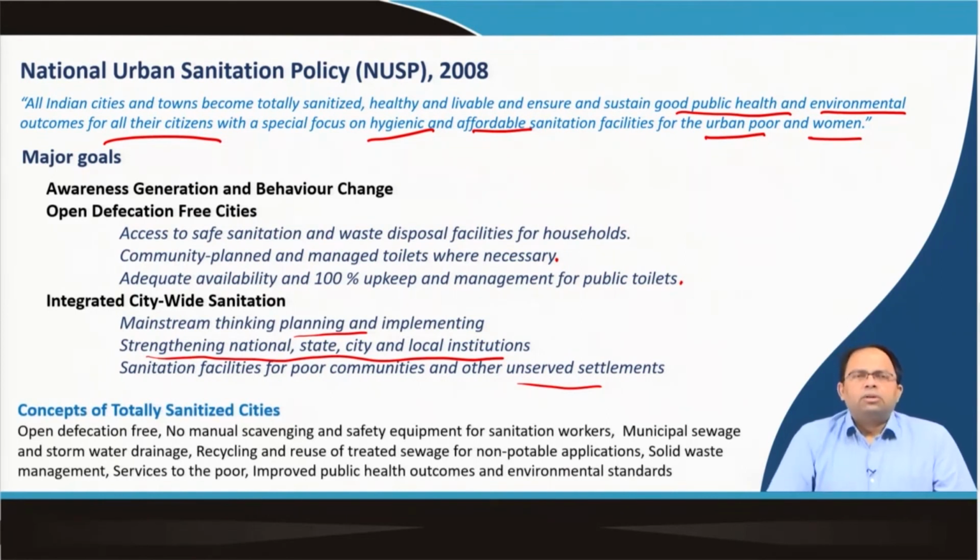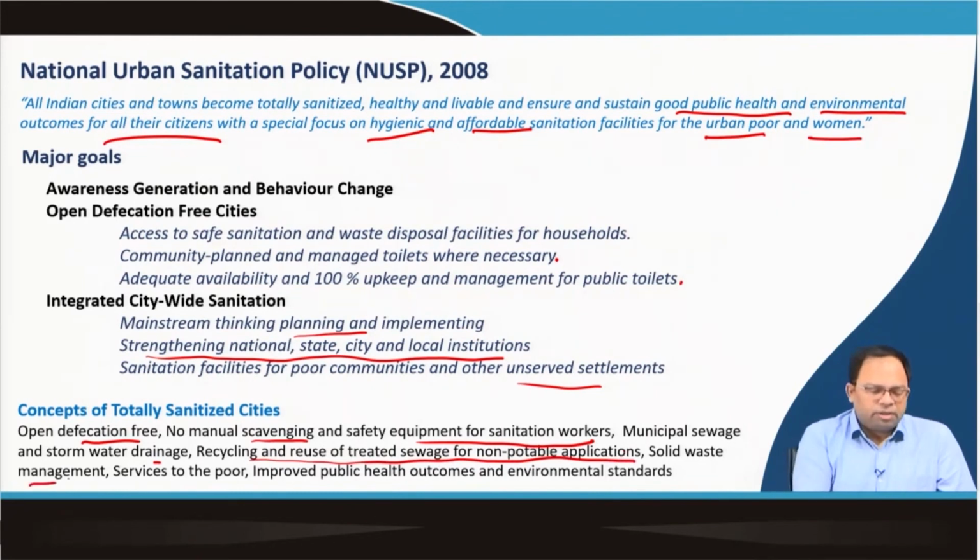So, all these major goals will finally lead to the concept of totally sanitized cities, where we are talking not only about open defecation free, no manual scavenging and safety equipment for sanitation workers. So, everything like cleaning of sewers, drains, bigger channels should be done mechanically and through equipment. Then municipal sewage and stormwater drainage, recycling and reuse of treated sewage for non-potable applications, solid waste management, of course, services to the poor, improved public health outcomes and environmental standards. So, this is the concept of totally sanitized cities, that is our target.